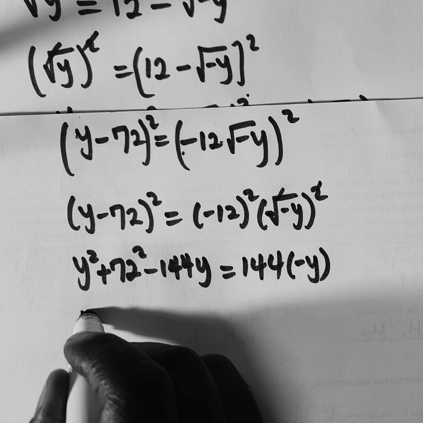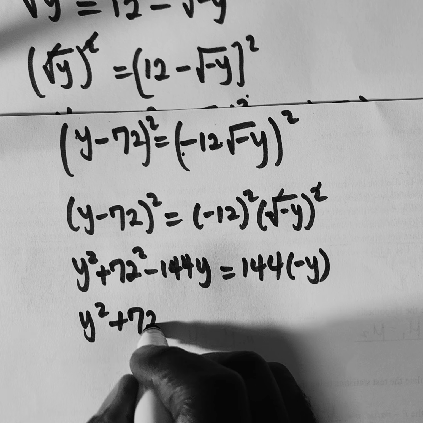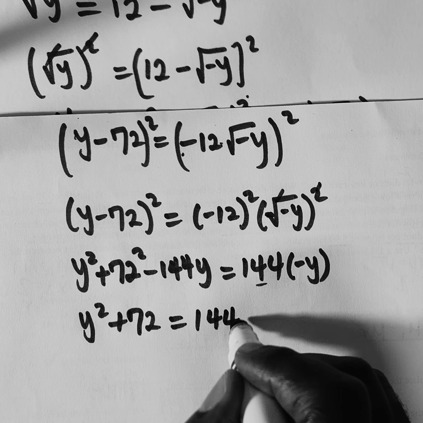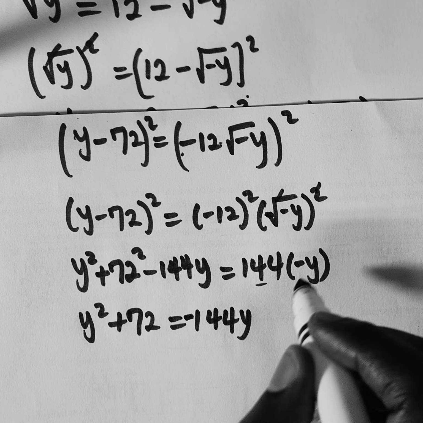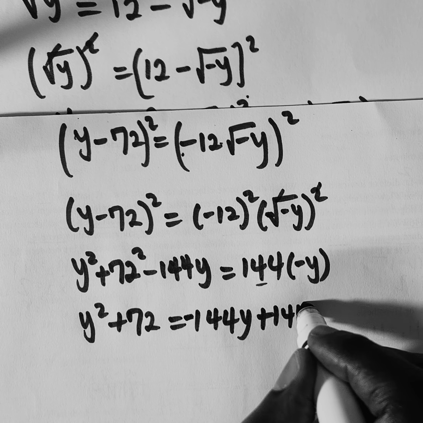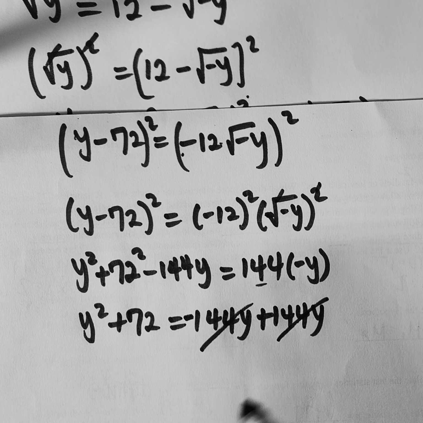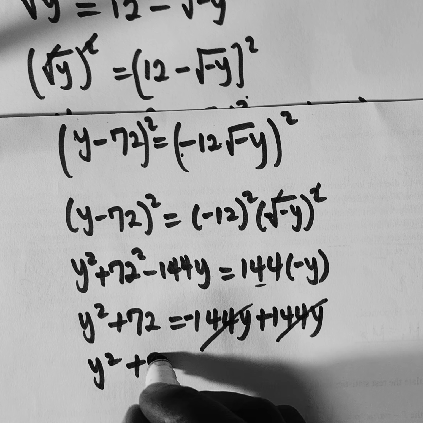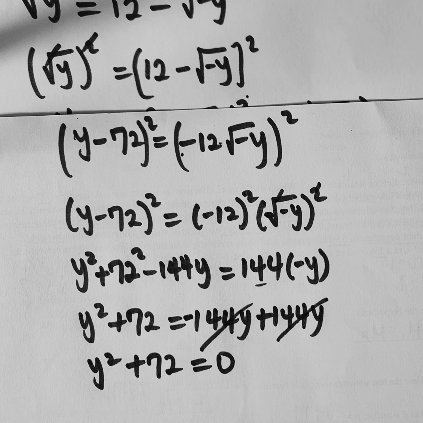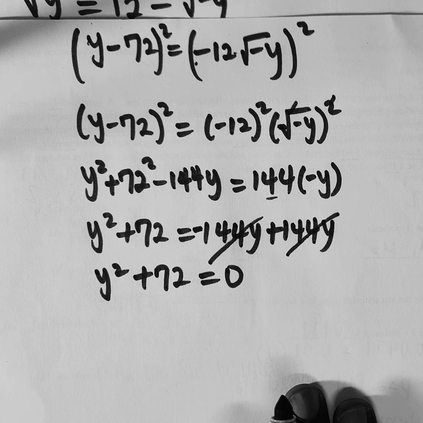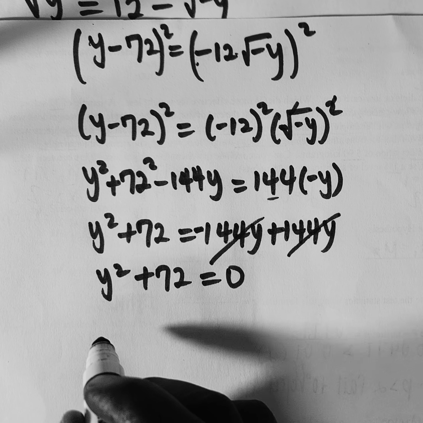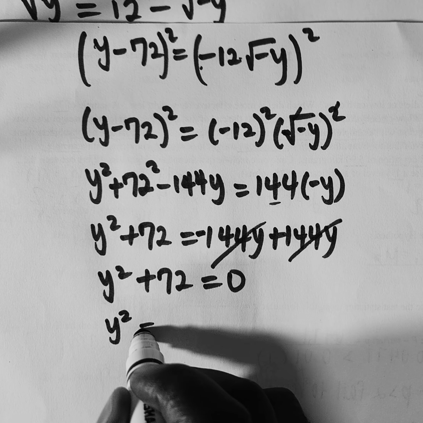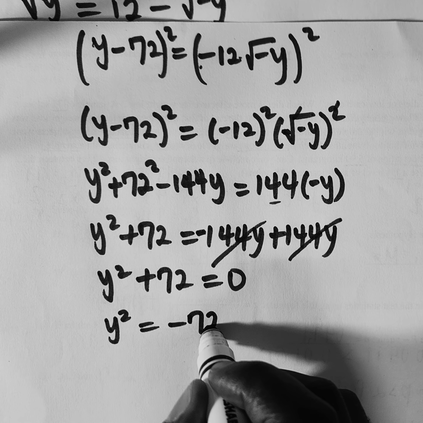Now here we have y squared plus 72 squared equals this negative 144y. If this moves to the other side, we're going to have plus 144y. So this cancels out this. Here we have y squared plus 72 squared equals 0. Now, to solve for the value of y, here we're going to have our y squared equals negative 72 squared.